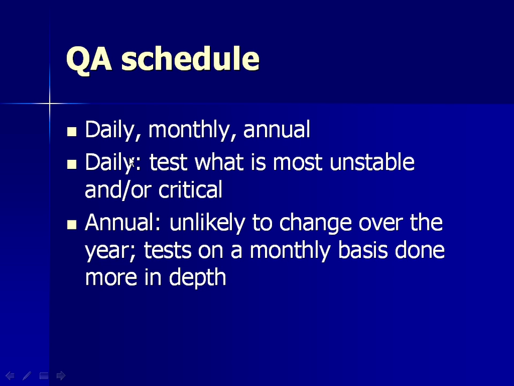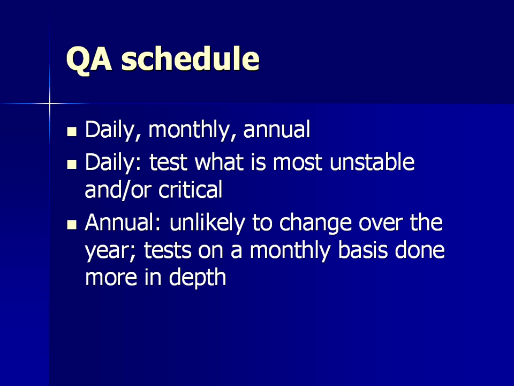And daily, you want to test what could be the most unstable or the most critical parameters, that is, the ones that, if they were to change suddenly, would have the highest impact on the patient's treatment during the day. The annual tends to be things unlikely to change over the year. And there are some monthly tests that we do. For instance, we check output in much more detail during the month than we would on a daily basis.